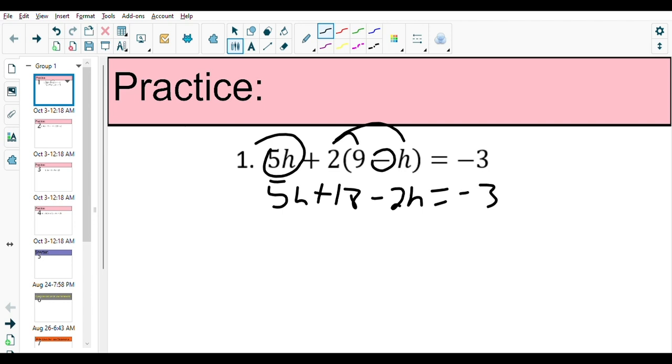Now these two are like terms. I'm going to put those together next. We have 5h minus 2h. 5h minus 2h gives me 3h. Still have the plus 18, and over on the right side the negative 3.